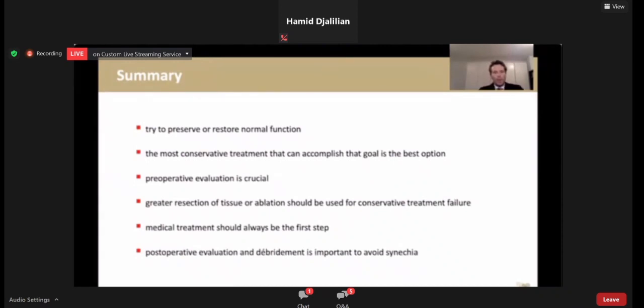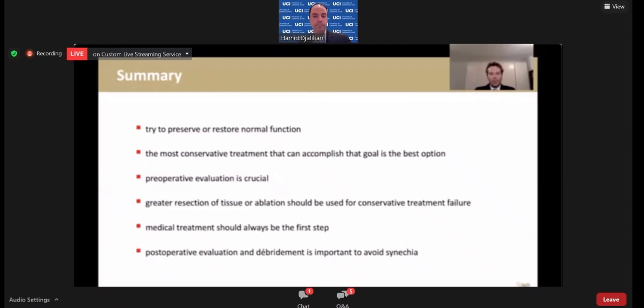I want to sum up the thing now for you and try to give a short overview. So what is important? Important is to try to preserve or restore normal nasal function if you are doing procedures on the turbinates. The most conservative treatment that can accomplish that goal is normally the best option. Preoperative evaluation is crucial to get an impression where the problem really is.